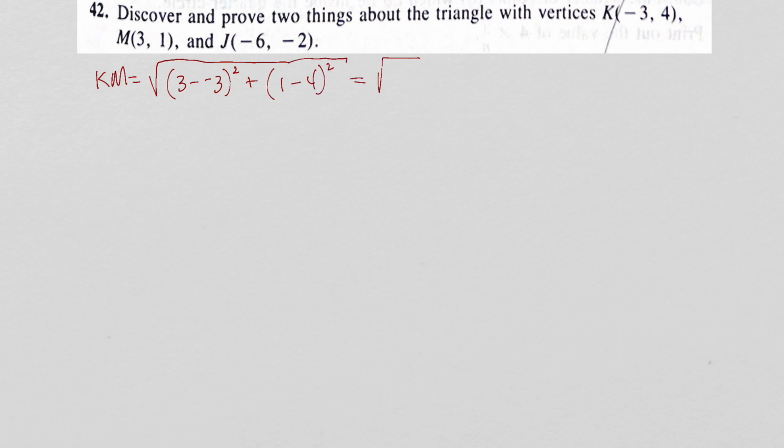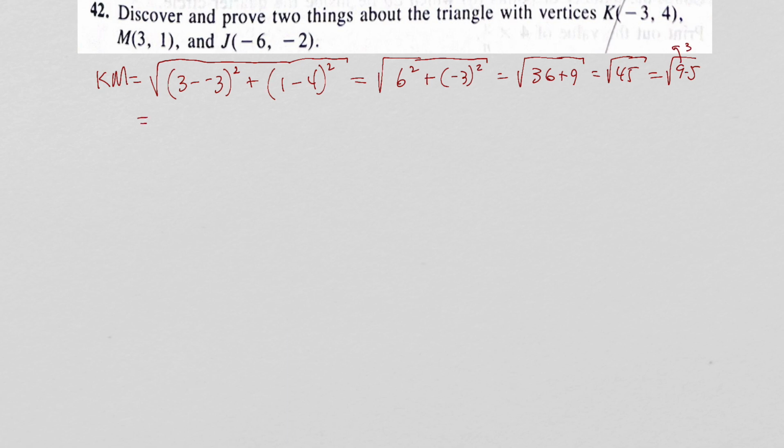which is 3 plus 3, or 6 squared, plus negative 3 squared, which is the square root of 36 plus 9, which is the square root of 45, which is the square root of 9 times 5. And we take this out by square rooting it, we get a 3. So this is 3 root 5.